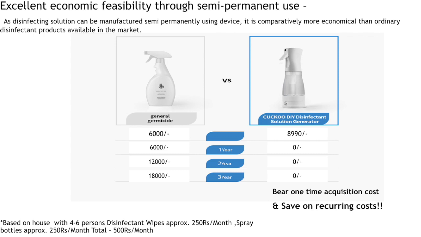So in the second year the amount goes to 12,000 rupees and 18,000 rupees in the third year, while with this product, only 8990 is the initial investment.